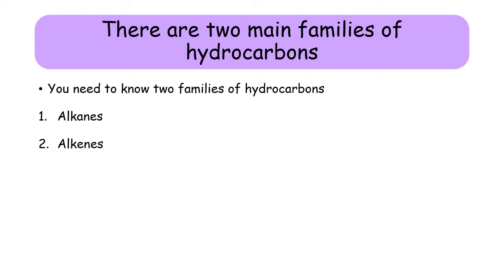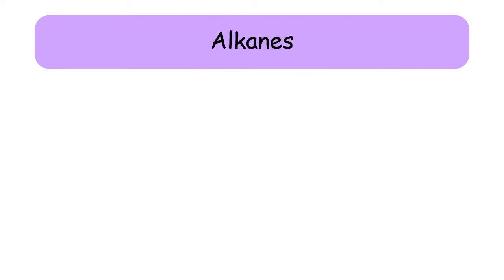Now, there are two main families of hydrocarbons that you need to know. These are called the alkanes, with an A in the middle, and the alkenes with an E in the middle. Okay, we have some differences and a lot of similarities. So firstly, we're going to look at alkanes with an A.